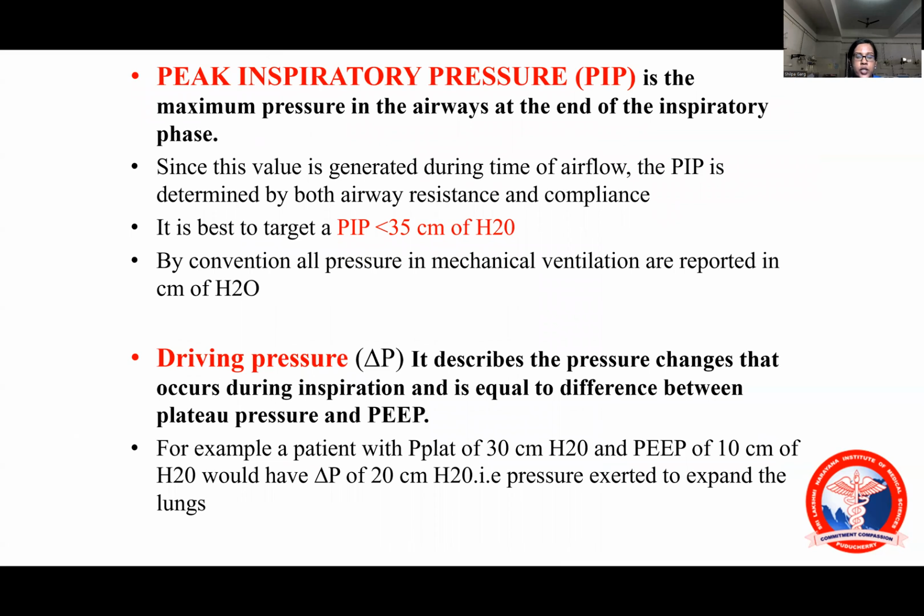Peak inspiratory pressure is the maximum pressure in the airway at the end of the inspiratory phase. Once the inspiratory phase is over, still there is some amount of pressure left in the airway to push further air into the lungs. The maximum pressure which is available is called peak inspiratory pressure. It should be maintained less than 35 centimeters of water to prevent barotrauma.